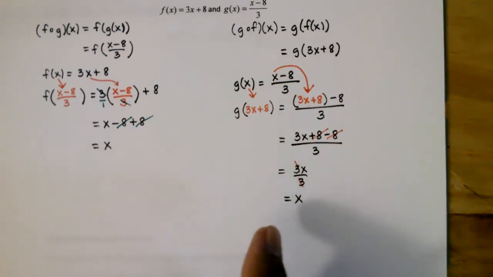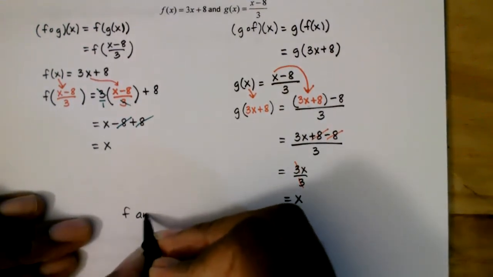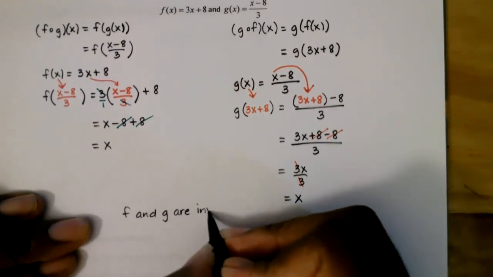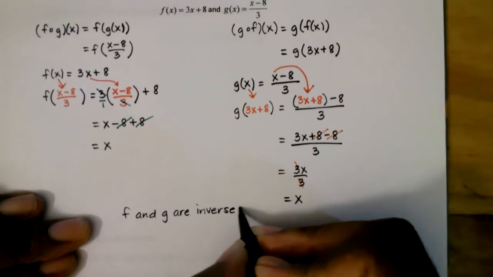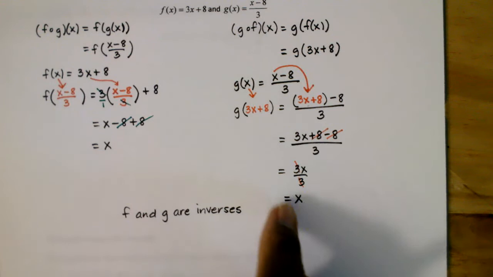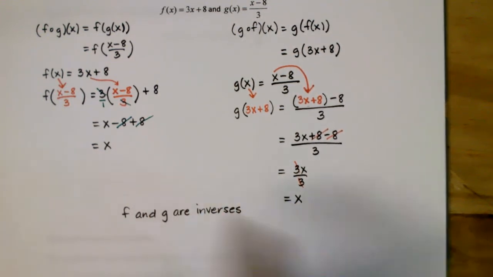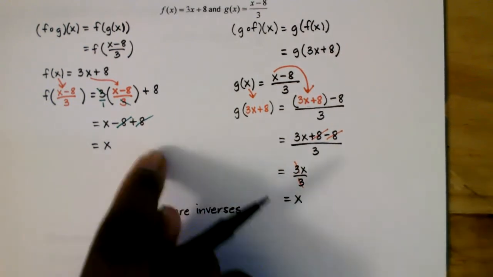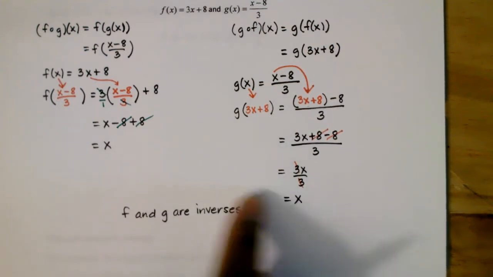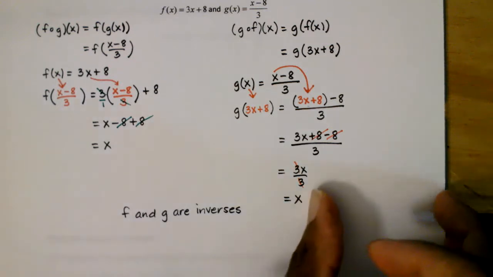They're both the same. So I can conclude that f and g are inverses. Now, had this been x and this been something else besides x, then they would not be inverses. They have to be the same for the composition of f with g and the composition of g with f, for you to conclude that f and g are inverses of each other.